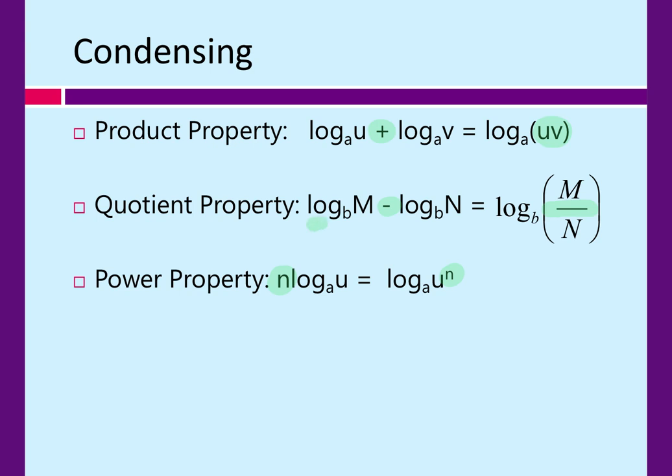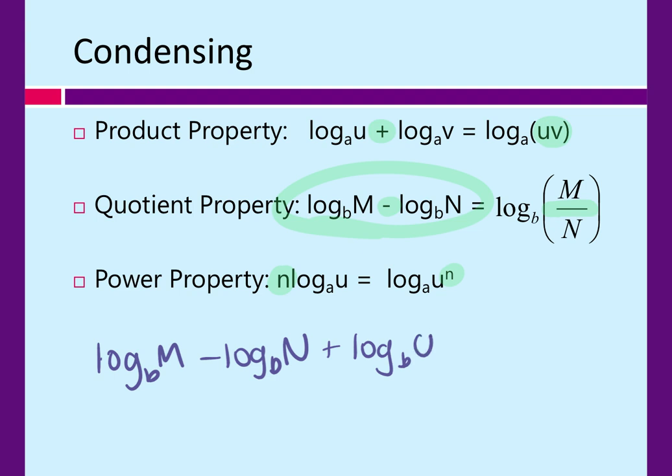Now, if there's more than one mixed together, if it said log base b of m minus log base b of n plus log base b of o, the sign determines where it goes in my fraction. It doesn't matter the order. The sign being positive here says that's going in the numerator. The sign being positive here says that's going in the numerator. The sign being negative on this one says that's going in the bottom. So I would get log base b of m times o over n.